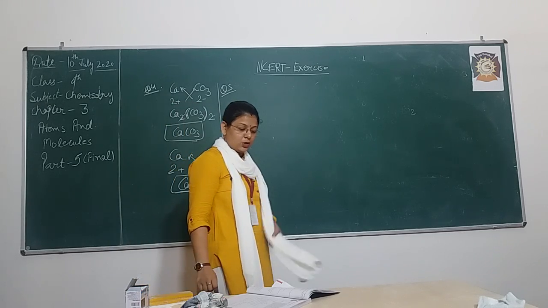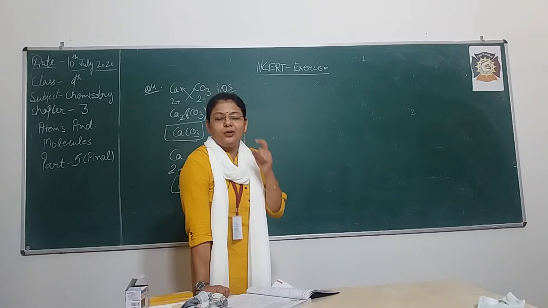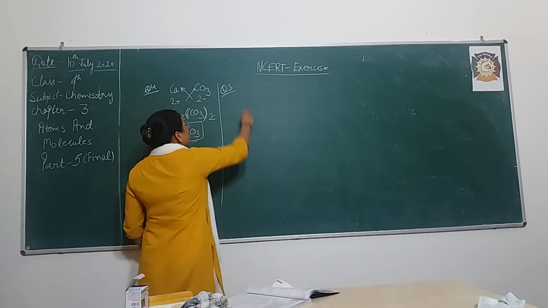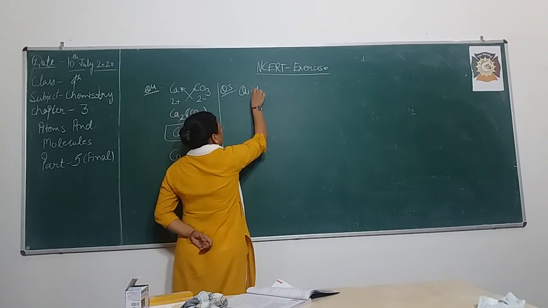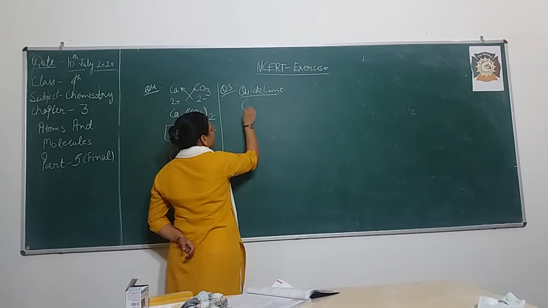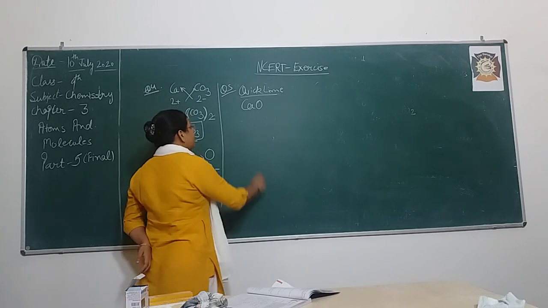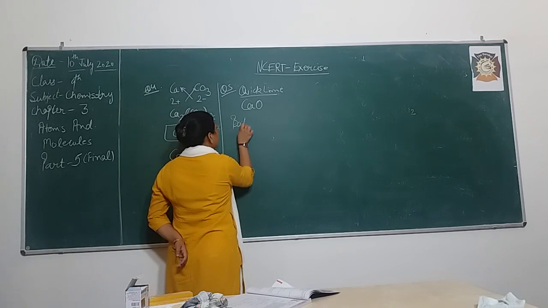The next one, question number 5. Here you have to show which of the following elements are present. Firstly, quicklime. Bachche, quicklime is a general or common name for your calcium oxide. Quicklime is a common name for calcium oxide. And baking powder.